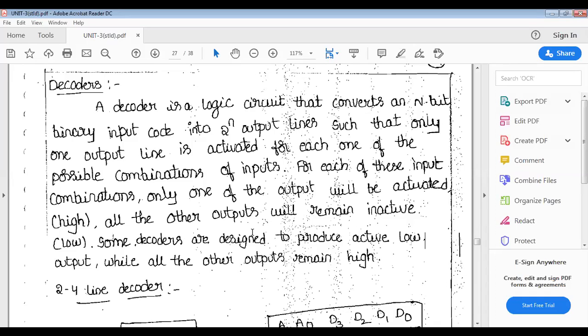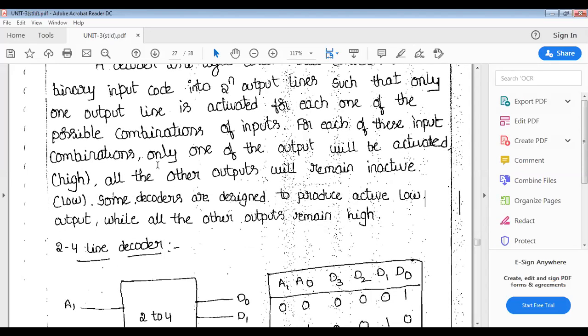If it is 2-bit, the combinations are 0 0, 0 1, 1 0 and 1 1. A 3-bit input means 0 0 0 up to 1 1 1. For every combination, the output activates only one line. For each of these input combinations, only one of the outputs will be activated high, and all other outputs will remain inactive, meaning 0. Whatever the combination on the input side, only one output is activated high, and the remaining outputs are 0.